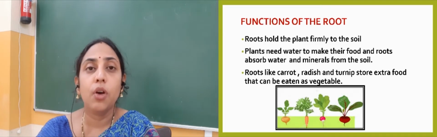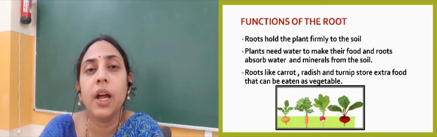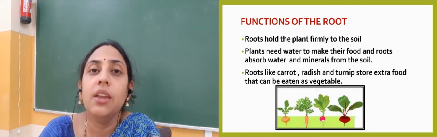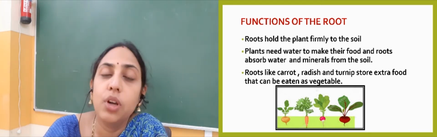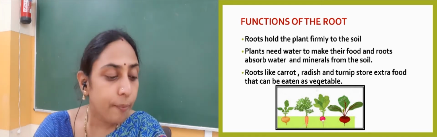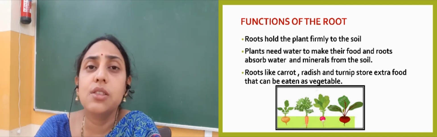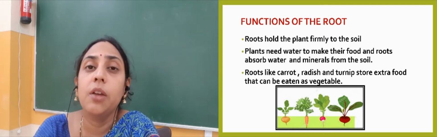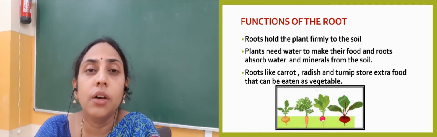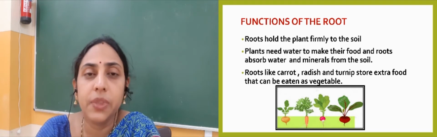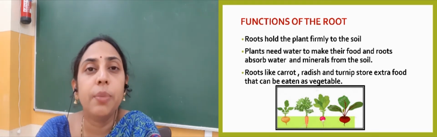So if we talk about the role of roots for the growth of the plant, then the roots again have very important functions. So first thing is they hold the plant firmly to the soil, and then the plants need water and minerals. So these roots absorb the water and minerals from the soil and transport them to different parts of the plant through the stem. That means they absorb and it is transported through the stem to different parts of the plant, right.